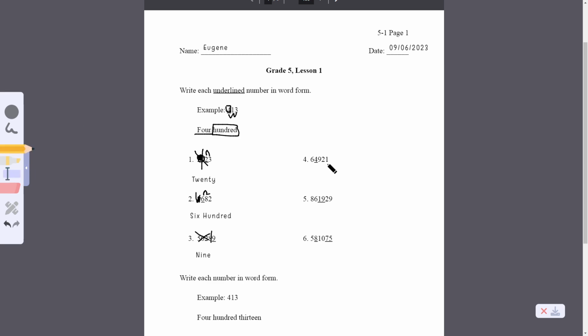Number 4. From ones to tens, tens to hundreds, and hundreds to thousands, you don't have to count this number because that's where it ends. 4 in the thousands place will be 4,000.